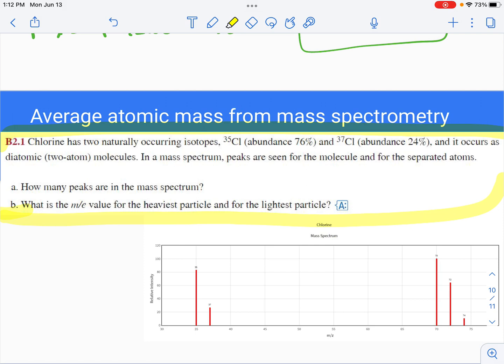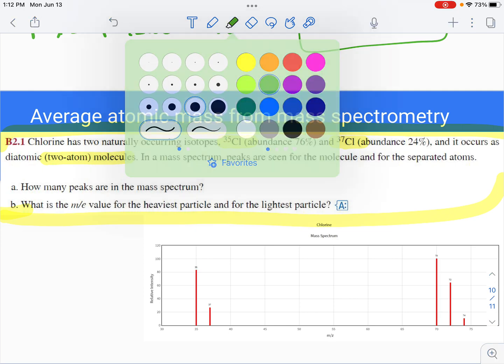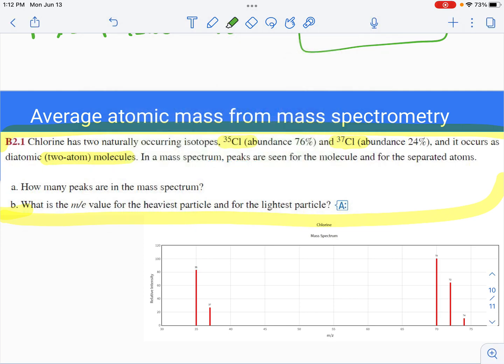So what we can see here is they wanted to know how many peaks would be in the mass spectrum of chlorine with its two naturally occurring isotopes, okay? And they tell you it occurs as a diatomic molecule. They also tell you that in the mass spectrum from the mass spectrometer, you're going to see peaks for the molecules and for the separated atoms. Okay, so what we see here when they ask for how many peaks is 5.